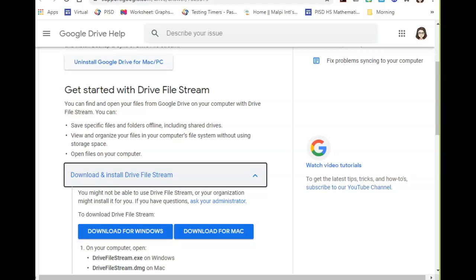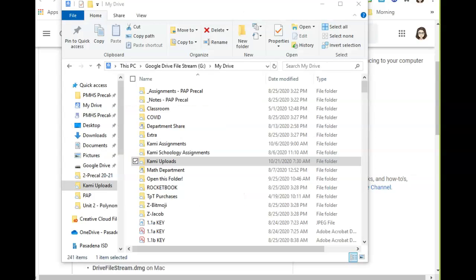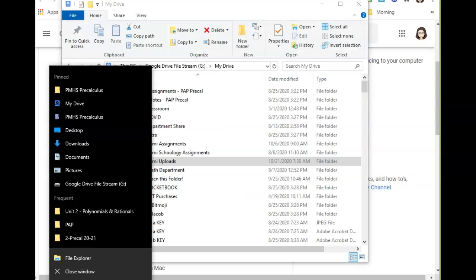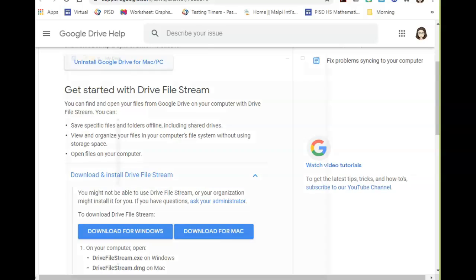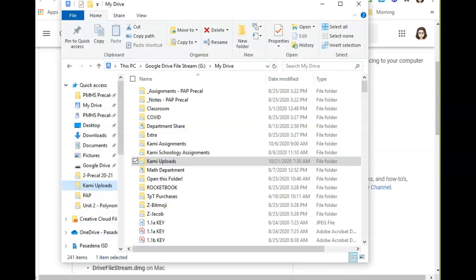The nice thing is, if you don't have internet, you can still get to some of your Google Drive stuff. And if the internet poops out, then whenever you get back on, it's going to sync together. So in my drive, you see the little clouds. That means most of that is probably in the cloud, but you can download it to your hard drive.